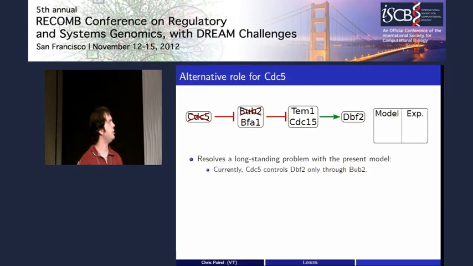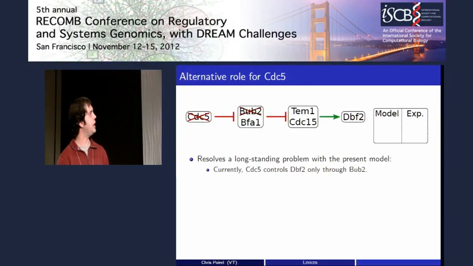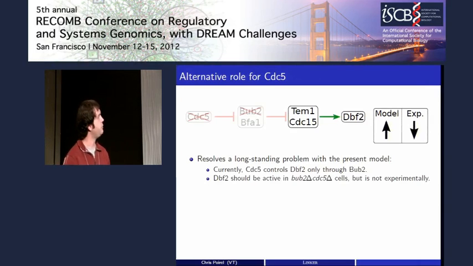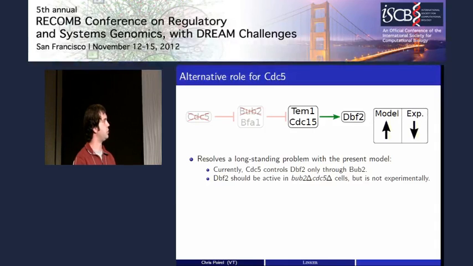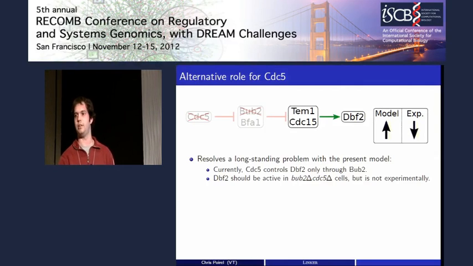Now, the interesting part is what happens when we look at the BUB2 CDC5 deletion mutant. There's an experiment in the literature that reports what happens to the amount of DBF2 when we knock out CDC5 and BUB2 from the cell. According to the model, if you were to knock these two out, these regulatory mechanisms go away. TIM1 CDC15 is free to form, and DBF2 should be active. But the problem is, experimentally, DBF2 is inactive in this double deletion mutant.